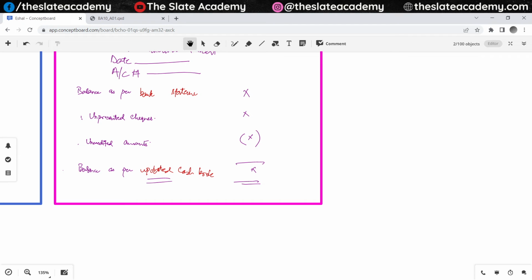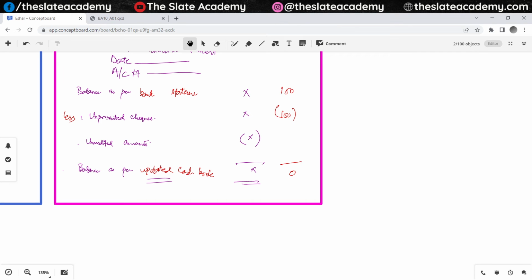So the bank statement says for unpresented checks that this amount is yours, 100. I am saying my cash book is saying no, this amount is not mine, I've paid it. So just to match, just to reconcile with the cash book, I will have to less or deduct the unpresented checks.